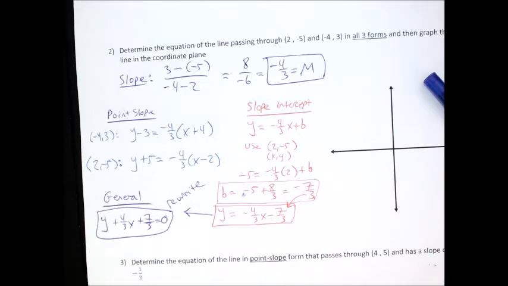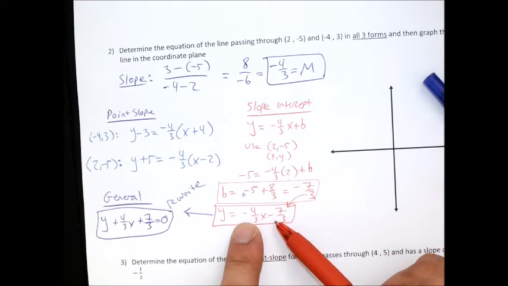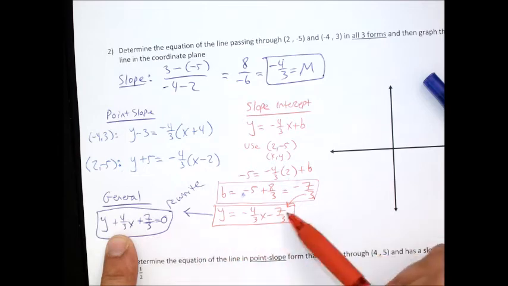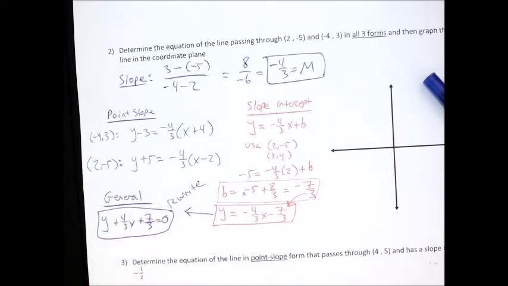So in the general form, should it be minus 7/3? It was minus, and we got everything over to one side. So I added the 4/3 x and the 7/3 over to the other side to put it in the general equation. So they were negative, and then I added them over to the other side, and they came out positive.